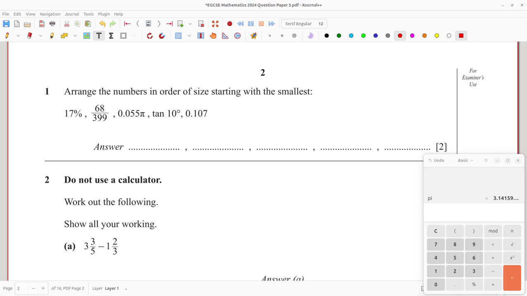The first number there, it's 17%, and 17%, we all know that's 0.17, and then your 68 divided by 399, that is giving us 0.17042.